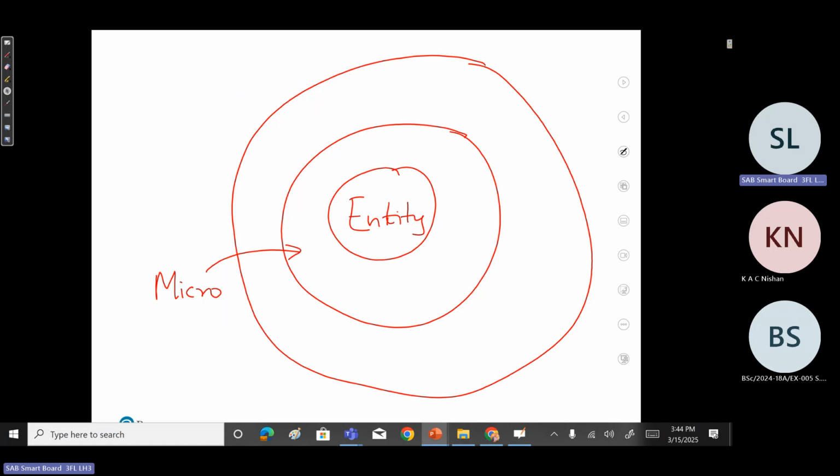Elements of the micro. Very good. Customers, yes, they are elements. This is what we spoke about. Elements of the micro. The employees. And you are forgetting a very important micro environment element.